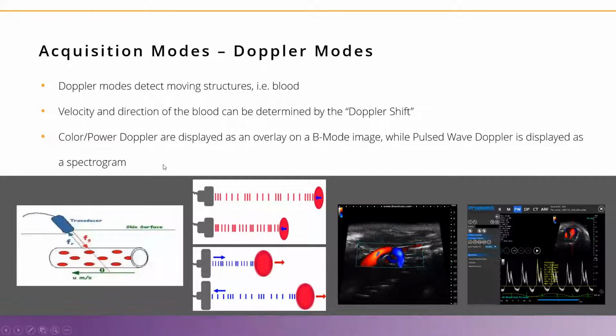So there's lots of different Doppler modes. One of those being color Doppler that we're seeing here. And basically in color Doppler, we're going to be able to get some information on directionality as well as velocity in a color overlay on top of a B mode image.